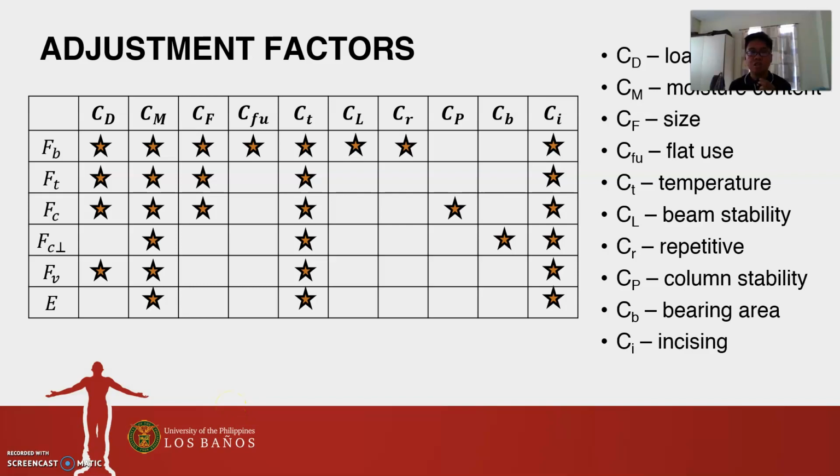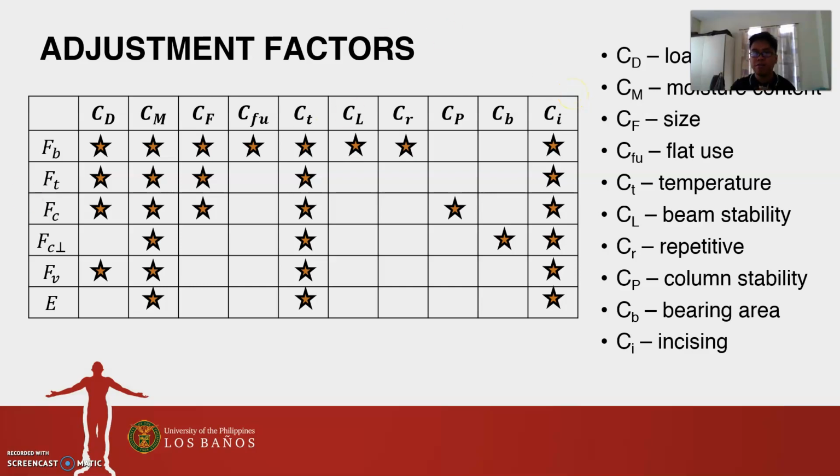Okay, we'll continue our discussion of adjustment factors. As we have mentioned previously in our introduction, this is the applicability of our adjustment factor. So given a reference design value, say Fv, we have to apply adjustment factors CD, CM, CT, and then CI. So in this video, we're going to go over these adjustment factors one by one.